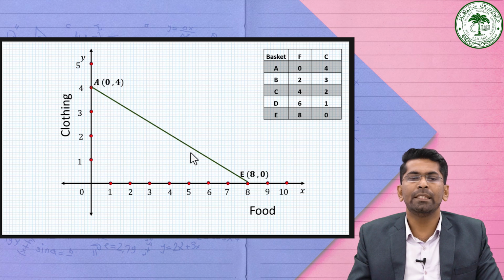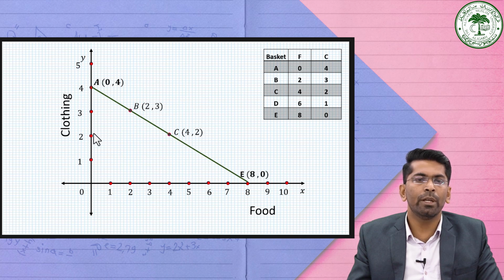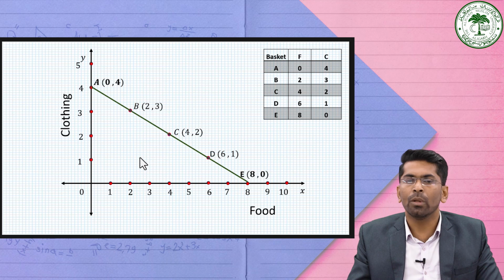We will get a budget line here, and the other points are, see, the combination B, arbitrarily I am putting the combination B: 2 and 3, 2 units of commodity X and 3 units of commodity Y. Similarly the combination C, 4 units of food and 2 units of clothing, and point D, 6 units of food and 1 unit of clothing.